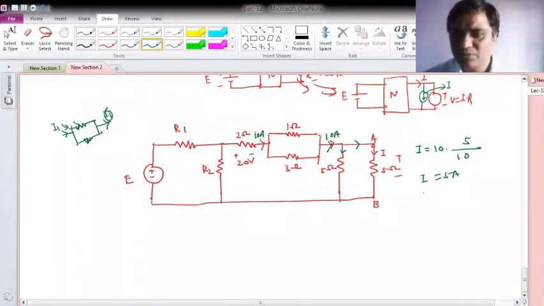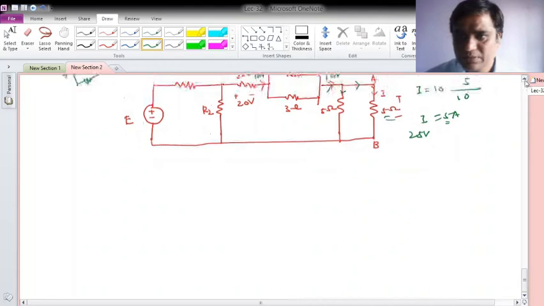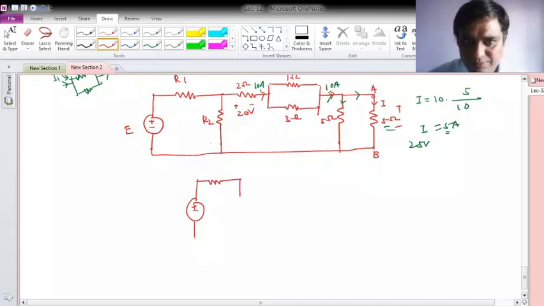So how much should be the value of the voltage which should be replaced? The drop across this R will be current 5 with resistance 5, so it will be 25 volt is the drop across R, and then this can be replaced by 25 volt. So I'll quickly draw the circuit.